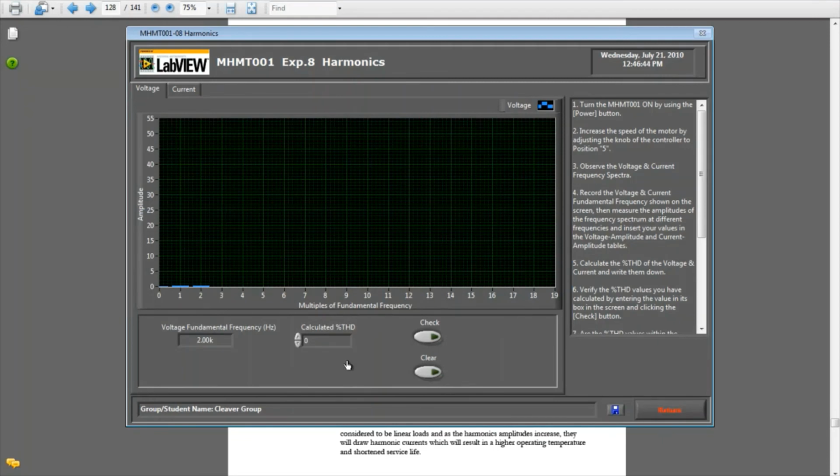In our experiment, when we calculate the total harmonic distortion, we have an icon to check the value. If it's correct, this number will be green. If it is wrong, it will be red, as we see here. So this is our experiment for today.